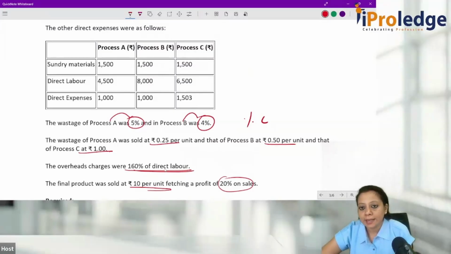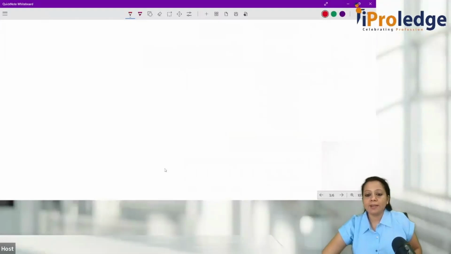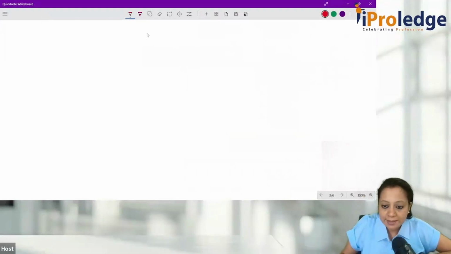Wastage of process C, we need to find out. So, process accounts we should prepare for A, B, then we will do for C. This is also elaborate only. So now, let us start.